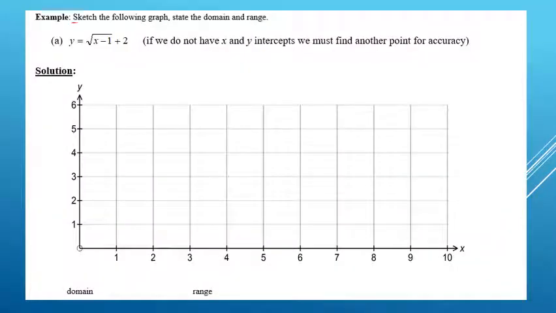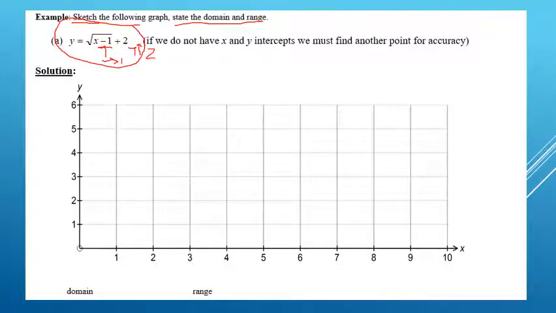In this example, we're asked to sketch and also state the domain and range of the following graph. When we look at this graph, which is y equals the square root of x minus 1, plus 2, we can see there's no dilation number at the front, so it's still the standard shape for a square root graph. But this negative 1 is going to cause a translation of 1 unit that way, and this positive 2 is also going to cause a translation, but it's going to go up 2. So I'll just say 2, 1 there.